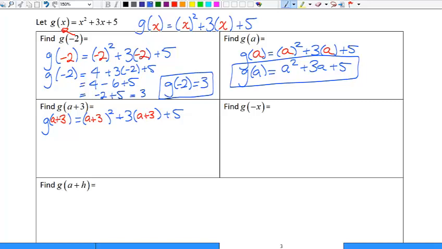Okay, so this one's a little tricky. When you take a binomial and square it, some students want to, and don't write this down, take a plus 3 squared and then distribute the square that way. That is wrong, wrong, wrong. You cannot do that. Okay? The appropriate way to distribute a plus 3 quantity squared is a plus 3 times itself, a plus 3, because that's what squared means, multiply it by itself.